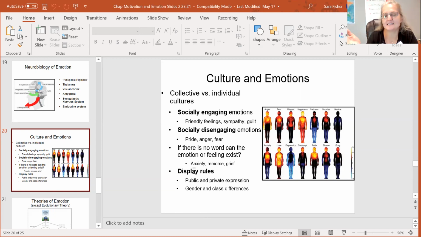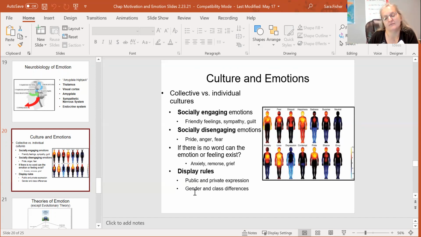Each culture has a different set of rules around how you are allowed to emote, how you are allowed to act. These are your display rules. In sociology, we call this the socialization of emotions, but it's the same thing. It's the idea that there are right places, right times, and right ways to feel, but it's not really the feeling. There are rules about how we're allowed to act upon those feelings, right? There's really no rules about how you can feel. There are rules about how you're supposed to act.